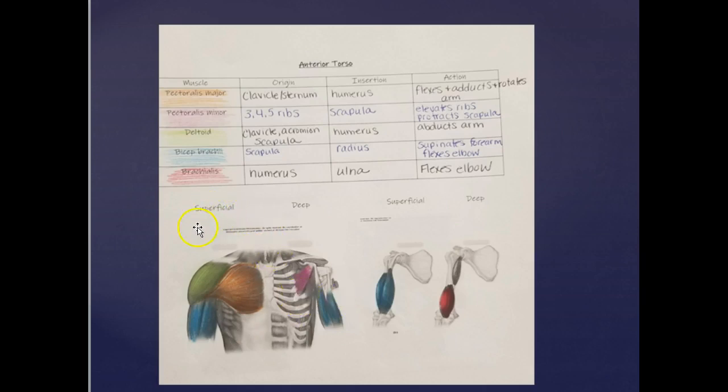Again, this is the superficial view, so the view if we just took the skin off. This is going to be the deep view, so this pectoralis minor would actually sit underneath the pectoralis major. It's going to attach on ribs 3, 4, and 5. It's going to move the scapula, and it functions to elevate your ribs and to protract the scapula, so it works opposite of those rhomboid muscles.